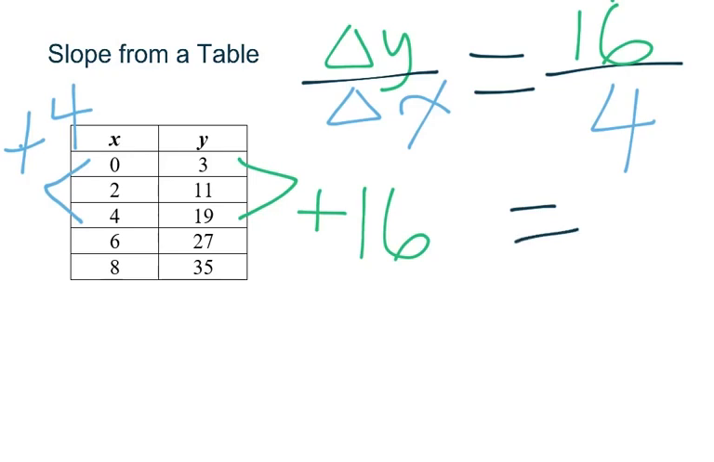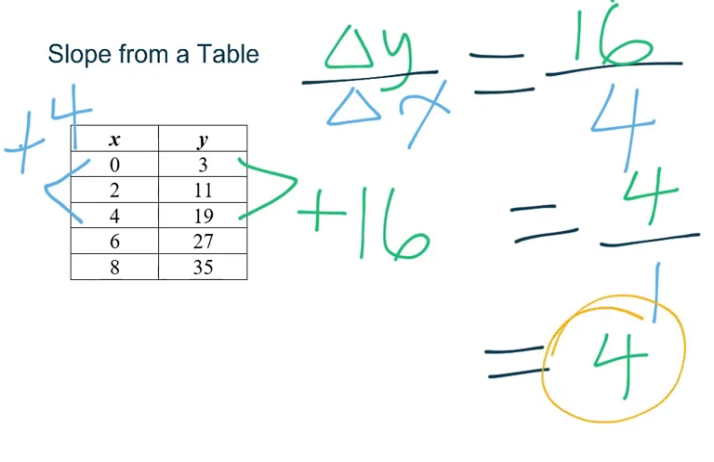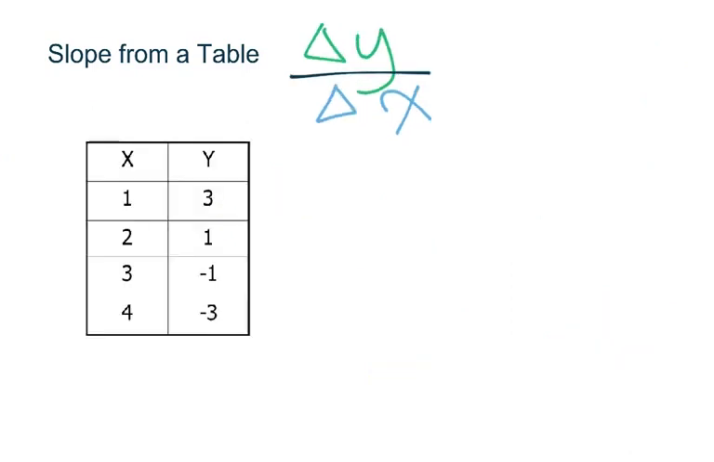16 over 4 simplifies to, look at that, 4 over 1, which essentially is 4, which is what we got using the other pair of points when we looked at these 2 points. So that does work out. It doesn't matter which points you use. All right, so let's go through one more example.